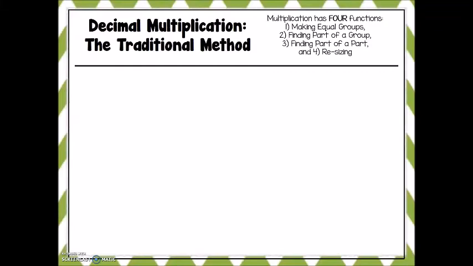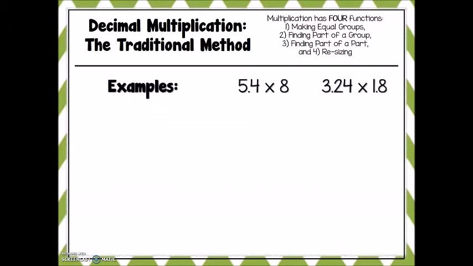Hi, fifth graders. This video is going to refresh your memory on the traditional method, or the turtle method, of multiplying, and it will show you the one small twist you have to make sure to include when you're multiplying by a decimal number. And remember, we could be multiplying for any of 4 different reasons or functions.